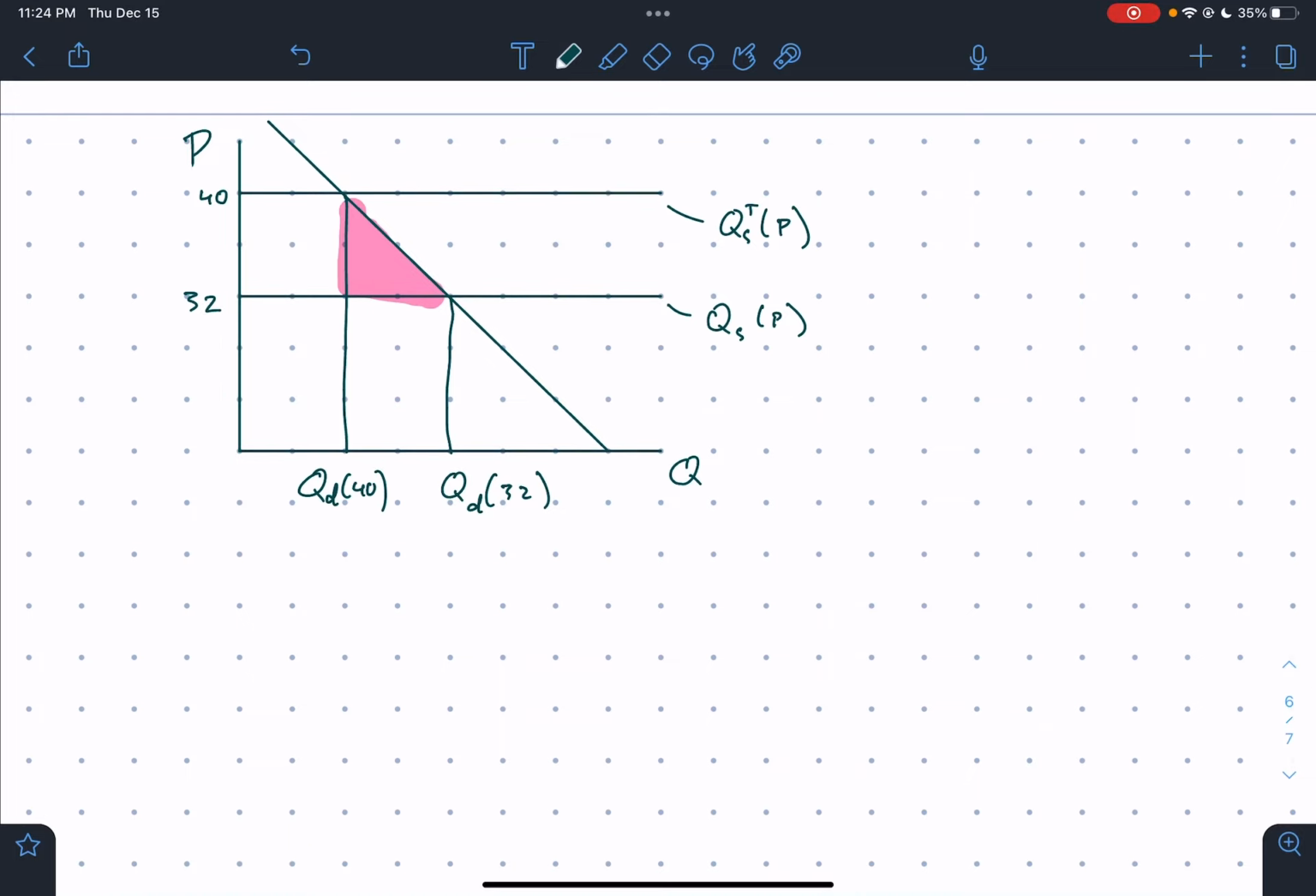So what I'm going to do is look at the area of this triangle right here. This vertical distance is just the amount of the tax. This is T is equal to 8. The base is going to be the difference between the quantity we had previously and the quantity we have now. And then finally, the area is just those two things multiplied together divided by 2. So it's just the area of this triangle.